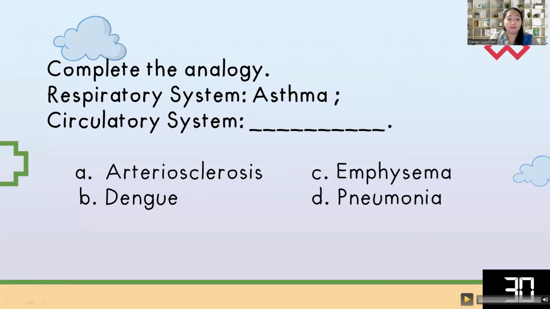Question number 5. Complete the analogy. Respiratory system is to asthma as circulatory system is to blank. A. Arteriosclerosis, B. Dengue, C. Emphysema, D. Pneumonia. Key in your answer on the comment section.